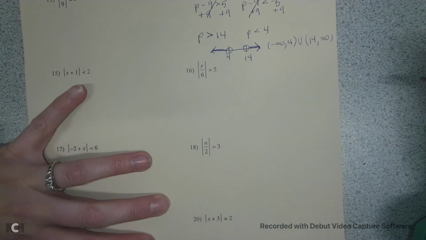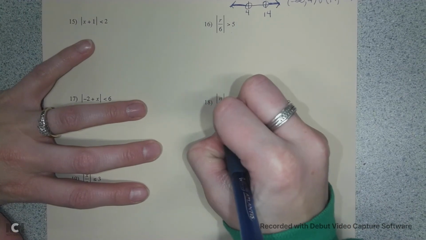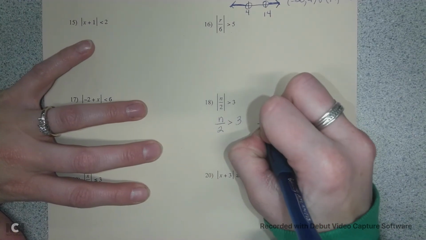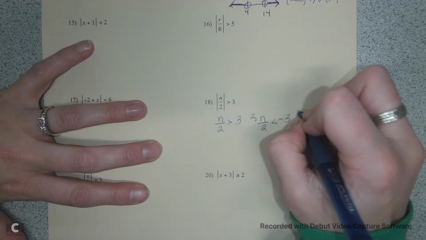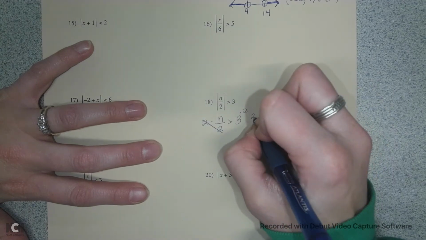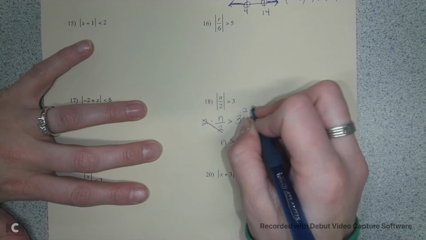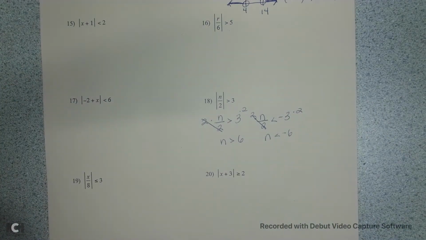On number 18, the absolute value is already by itself, so you write it as you read it. N over 2 is greater than 3. Then you write it again, you flip the symbol, flip the sign. In order to get the n by itself, we're going to multiply everything by 2. Those 2's cancel, leaving n is greater than 6, and n is less than -6.